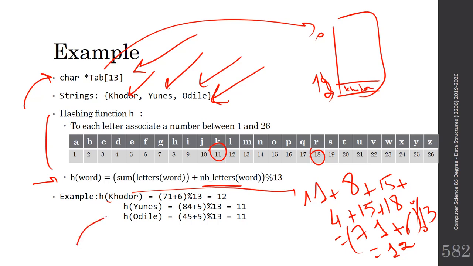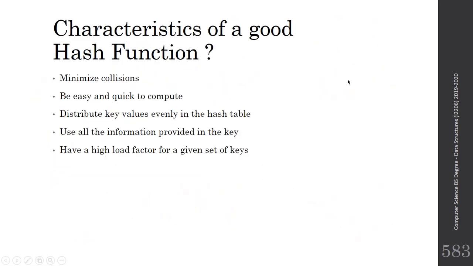Yunus, the same way, I would place in 11. And Odile has the same index, so I will put Yunus and Odile in the same cell. It means they are hashed to the same index in the hash table. As you can see, we have here a collision because we have two elements in the same place. We need to resolve this, and we will see later how we can resolve the collision.